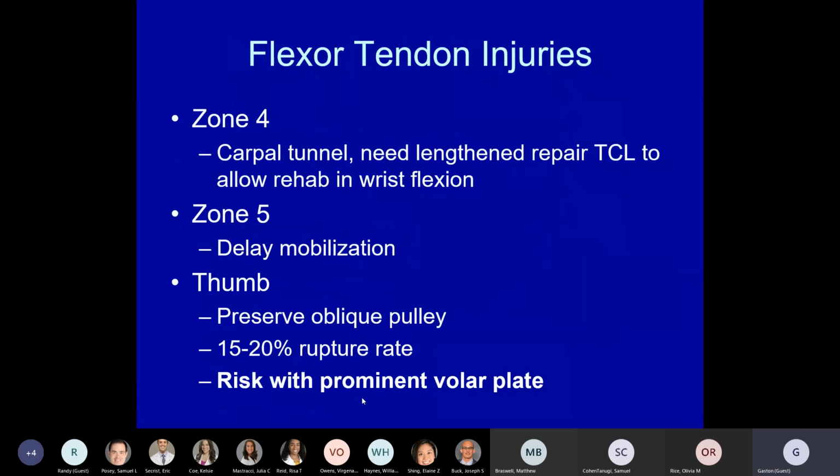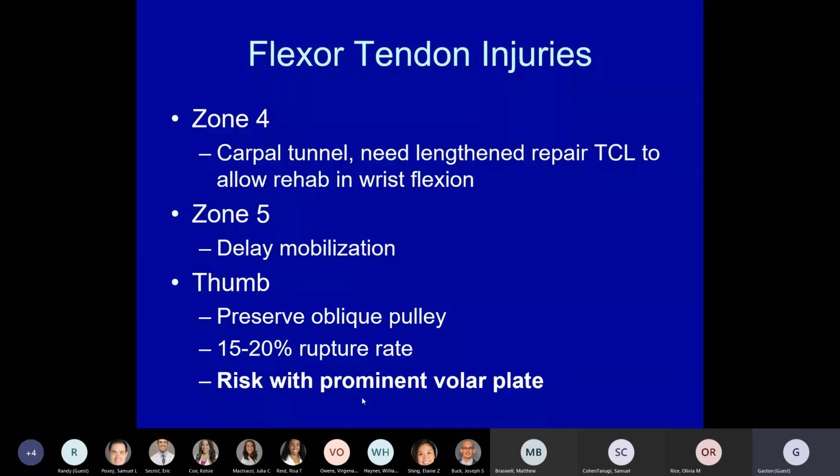Zone 4, the only thing interesting about that, if you get a question in Zone 4 about a flexor tendon repair, what's weird is the answer is to repair the transverse carpal ligament in a lengthened fashion. So it's the only time you actually fix the transverse carpal ligament, and it's to prevent bowstringing of the tendons at that level. So it'd be Z-lengthen and repair transverse carpal ligament.